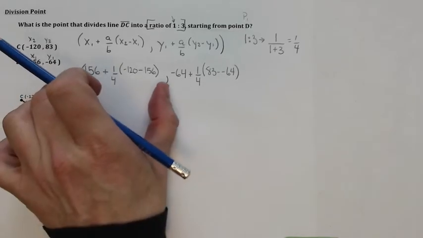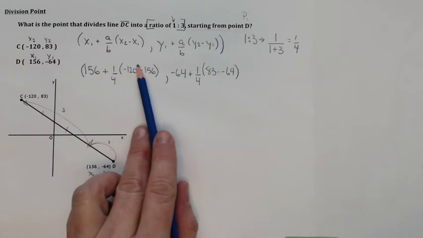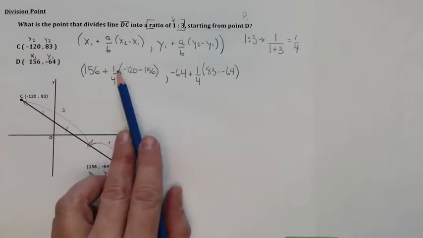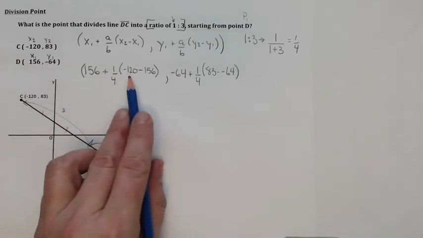So I'm going to focus on the left-hand side here first. I'm going to go ahead and solve for x. The way to do that, always, is to simplify the brackets first, then do this multiplication here, and then add it to the 156. So let's do the brackets first.